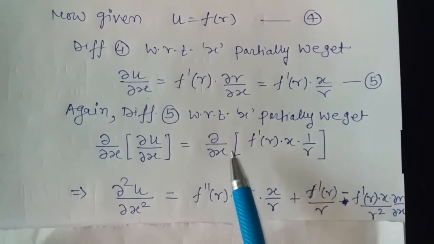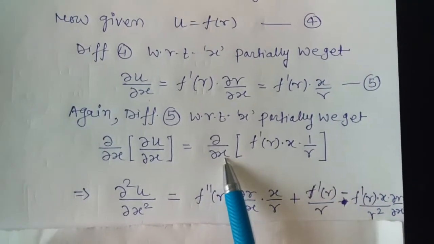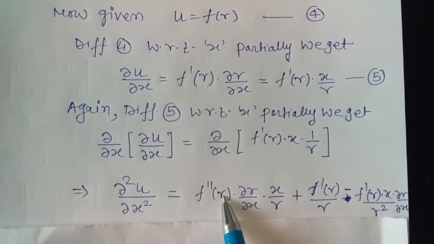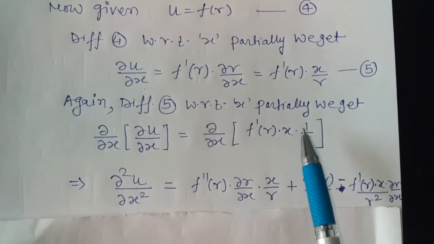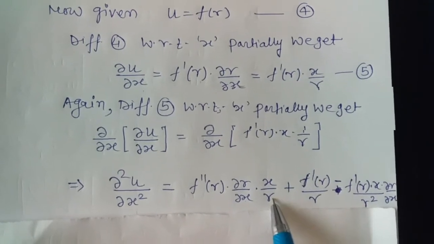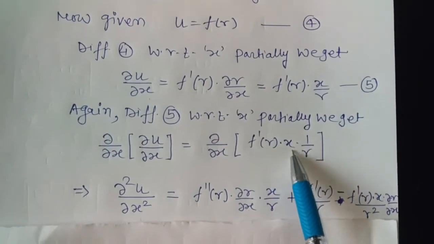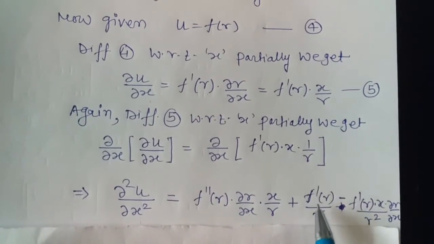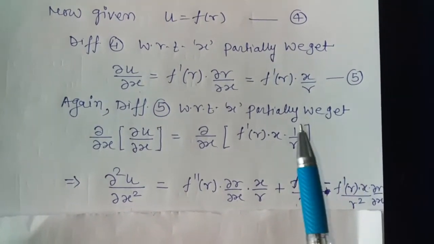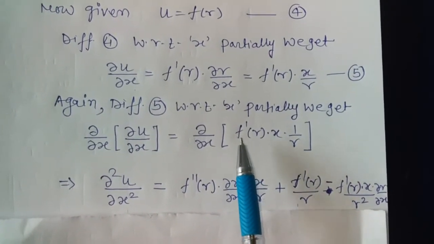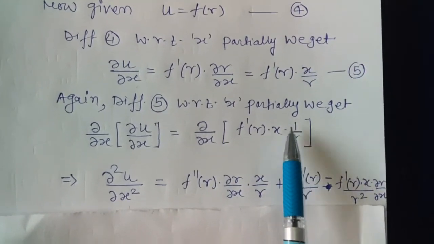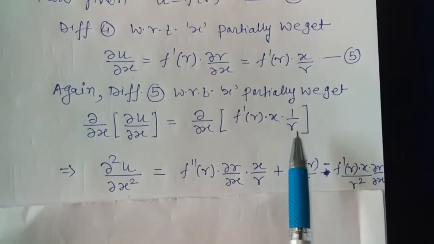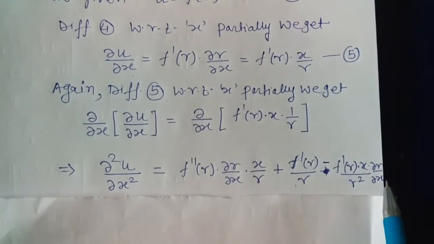the partial differential of f dash r with respect to x is f double dash r, multiplied by the derivative of r with respect to x, which is del r by del x, multiplied by x by r, plus now the differential of x with respect to x is 1, multiplied by f dash r upon r, plus now we multiply by f dash r into x, and the derivative of 1 upon r is minus 1 upon r square, multiplied by the differential of r, which is del r by del x.